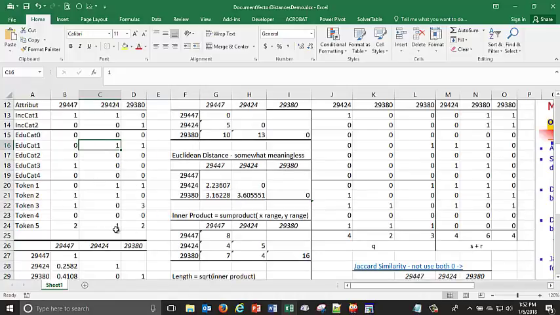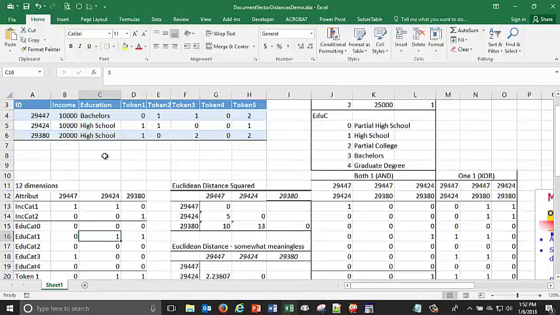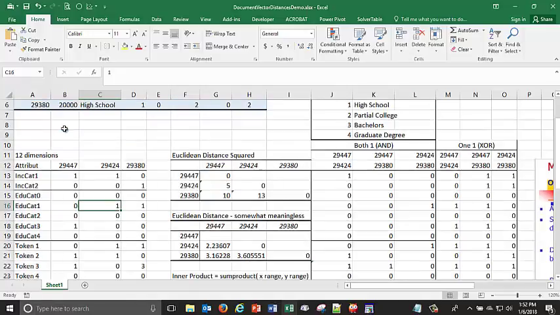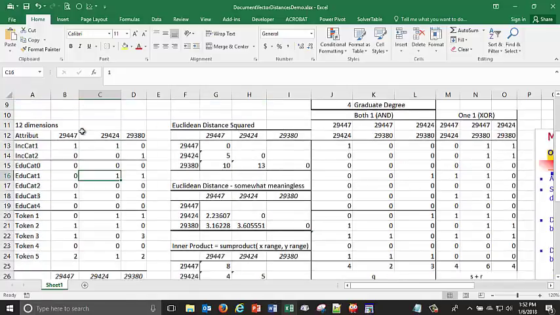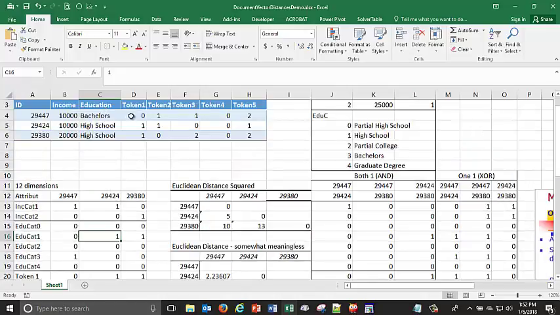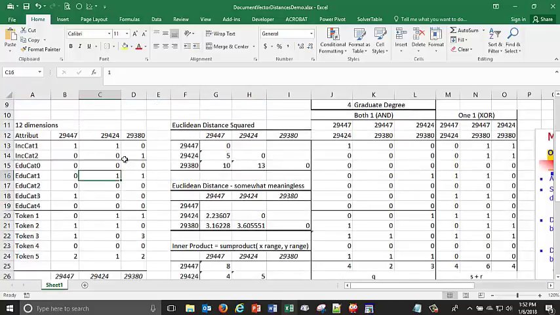these are numeric. And so now what we have is, by the time we recode each of these three documents, people, into 0 or 1 categories, we end up with a 12-dimensional vector instead of a 5, 6, 7-dimensional vector. But all the variables are numeric.